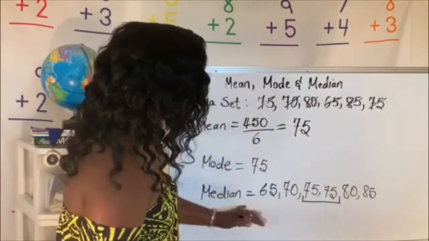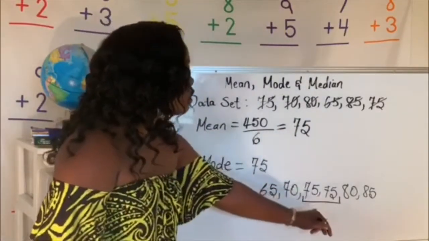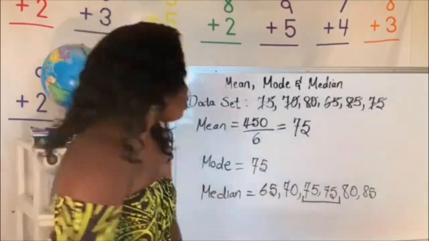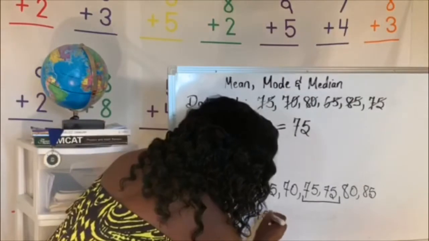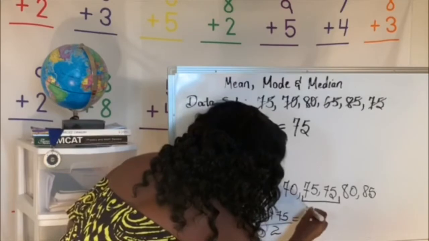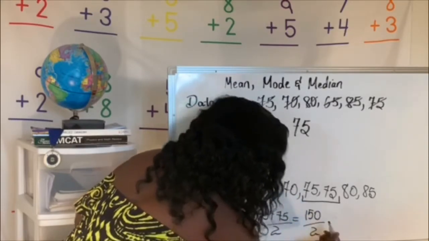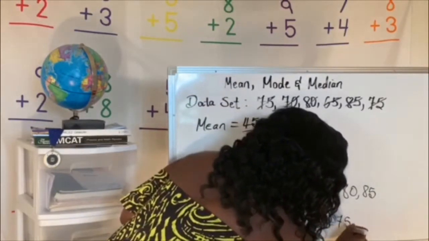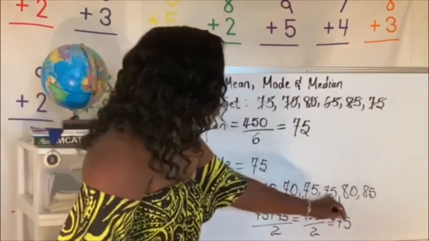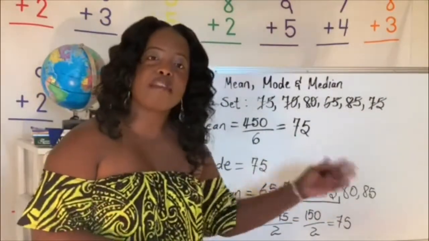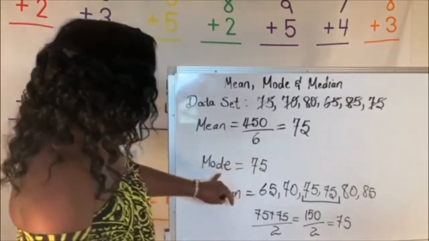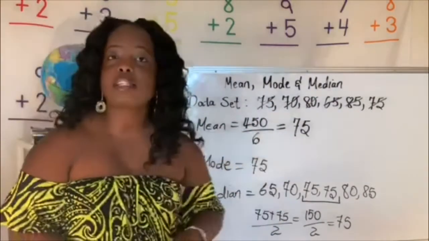So in order to figure out what the median is, we have to find the average of 75 and 75. So we're just adding those 2 numbers together and dividing by 2. So we have 75 plus 75 divided by 2, which is equal to 150 divided by 2, which still gives us 75. And of course, even without calculating, you should notice that if you have 2 75s and you're trying to find the average of 75 and 75, it is going to be 75. So in this case, our mean, our mode, and our median all work out to be 75.